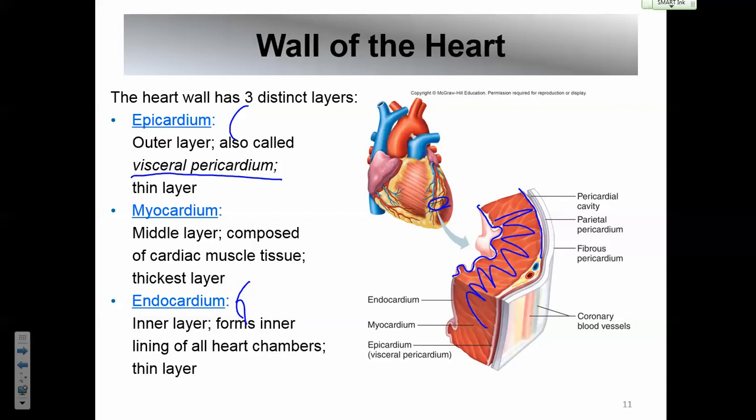And then on this, where it took the plug out, this picture's not really good because it's showing you it's taking a plug out, but it includes the fibrous and the parietal pericardium right there, which is not shown over here. But anyway.